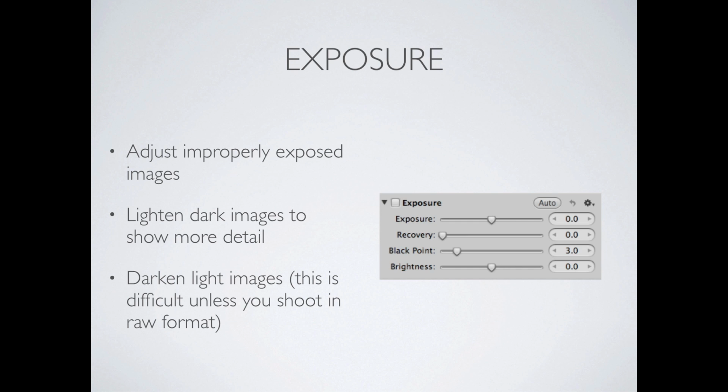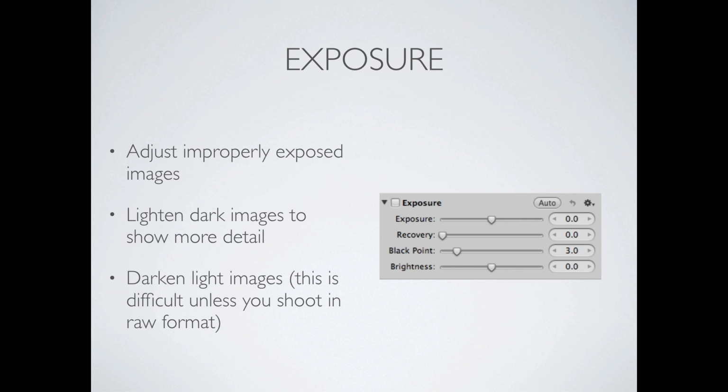Exposure. So let's say I improperly exposed a particular image. I can go in and make that exposure adjustment. The idea here is that we can lighten dark images. So you take an image, it's too light, we can go in and we can lighten that up and bring it back. If you shot in RAW, we can darken light images and get the detail back. Remember I showed you this example last class, where if we shot in RAW, we capture all the data, we can get that information back if we need to change it.